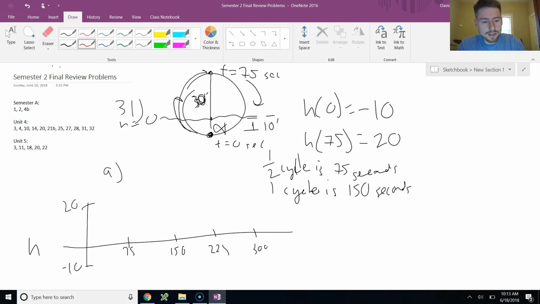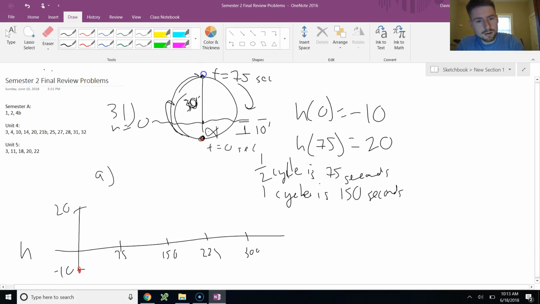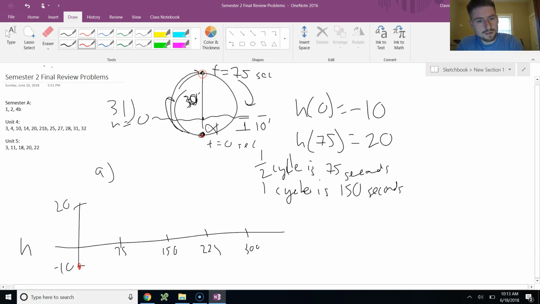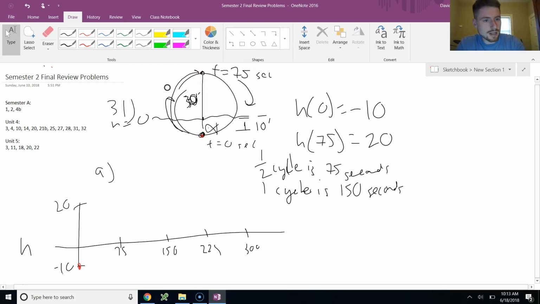So at 0, it's at -10, so that's where the fish is initially. At 75, whoops, give me red. At 75, it's at 20 feet. That's right here at the top of the wheel.